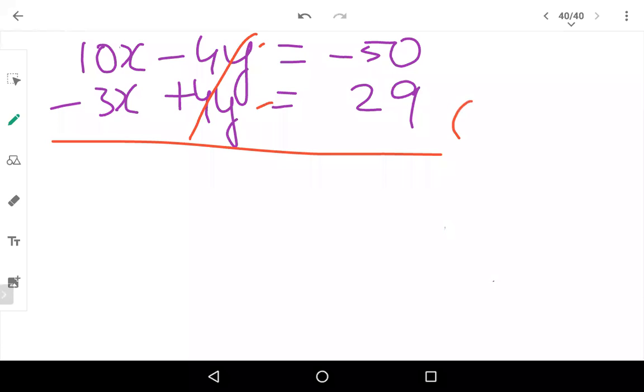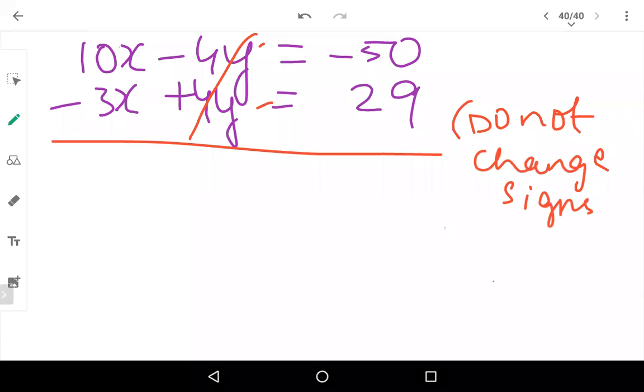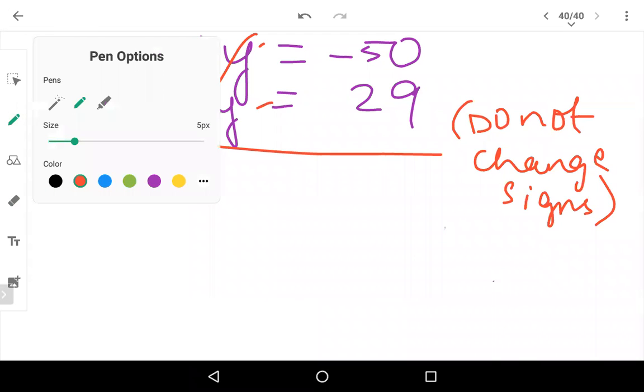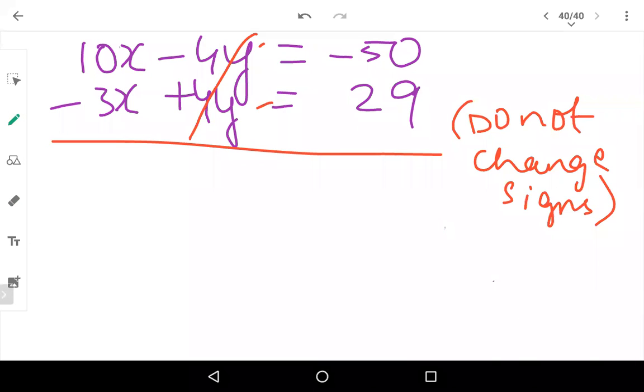So I'll just write it here. Do not change sign. Understood? So whenever you have minus and plus or plus and minus, in both the cases you can cancel the variables directly. So do not change the sign and solve. Now what is remaining for us? 10x minus 3x will give me 7x minus 50 plus 29.